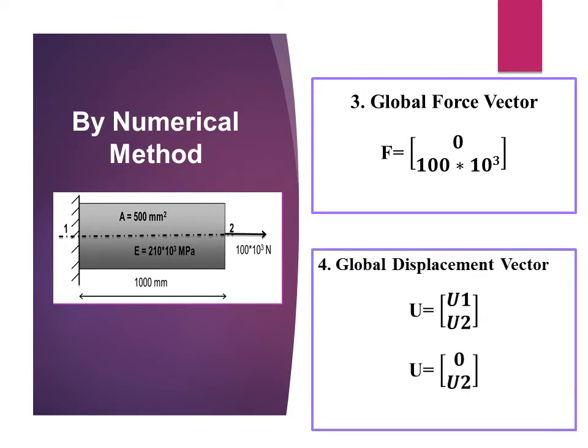Next step is the global displacement vector. Same here, we have discretized this element into one element. So there are two nodes present and displacement is present at each node. So u1 represents displacement at node 1 and u2 represents displacement at node 2. Now at node 1 there is a fixed support, therefore u1 is equal to 0, and at node 2 there will be some displacement because force is there. So it is u2, and that displacement we have to find.